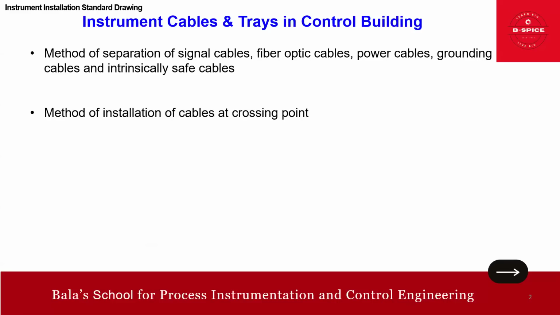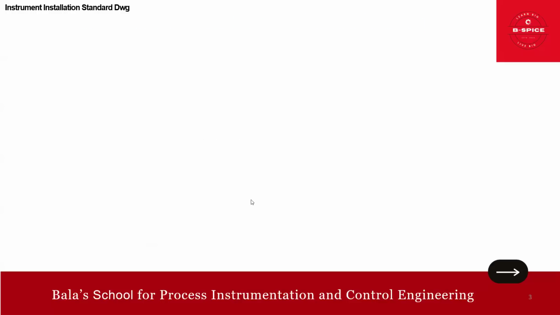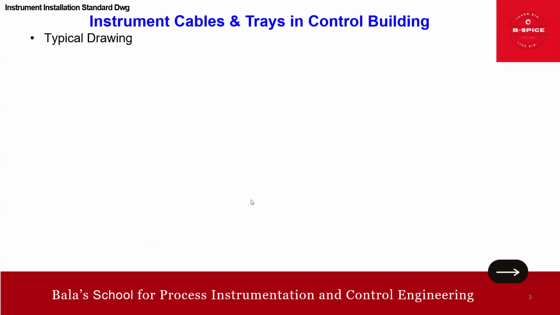Then the method of installation of cable at crossing points. When two cables, high level and low level signals, are crossing, how are we going to do it? Normally, when we do this crossing, we'll have a small bump, so that you can make the necessary space. That is one of the points. Then of course the method of installation of cable support. All these aspects we should take into account, and I'm going to take you through all the detail with the typical example.